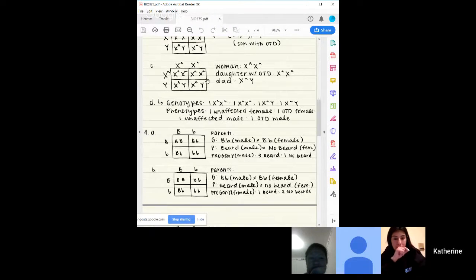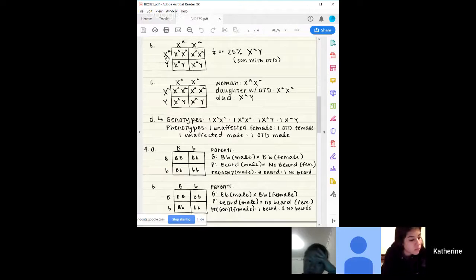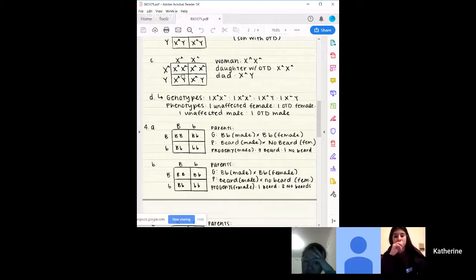Okay, so C, identify the genotype of a male with whom the woman could produce a daughter with OTD. So I kind of worked backwards. From B, I kind of knew from this cross that a dominant male who didn't have OTD didn't make any girls that would have OTD. So I just kind of knew that the male would have to be recessive in that one.